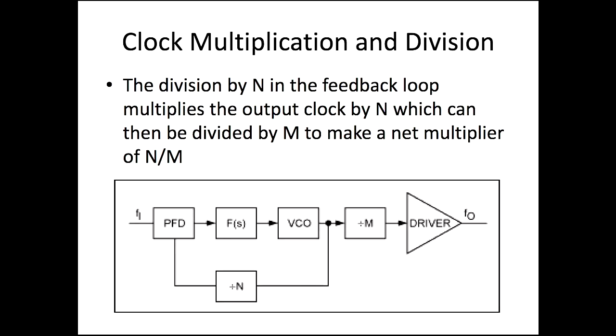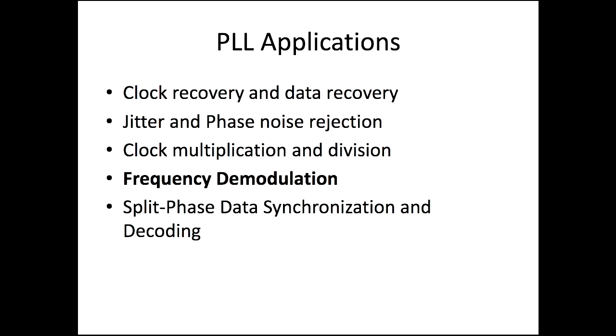So clock multiplication and division. The division by n in the feedback loop multiplies the output clock by n, which can then be divided by m to make a net multiplier of n by m. So you can have multiplication, then you can have division, something like this. So PLL can be used for multiplication and division.